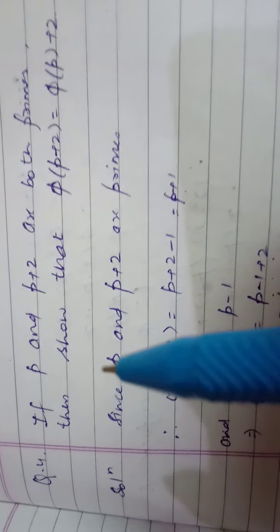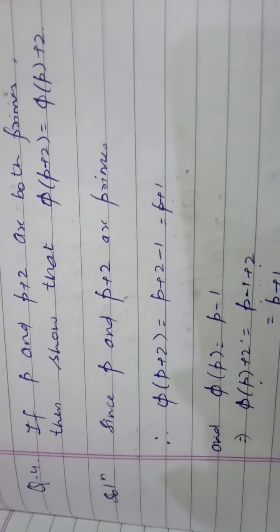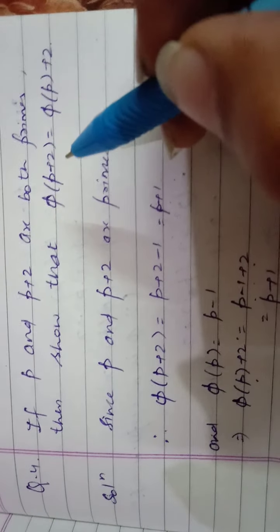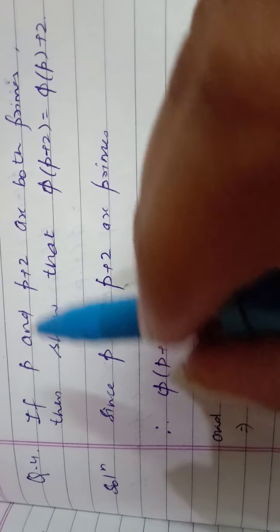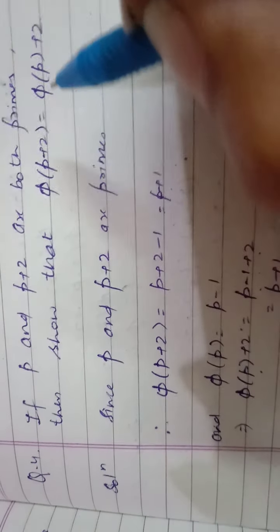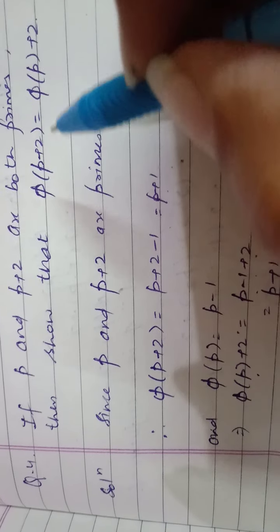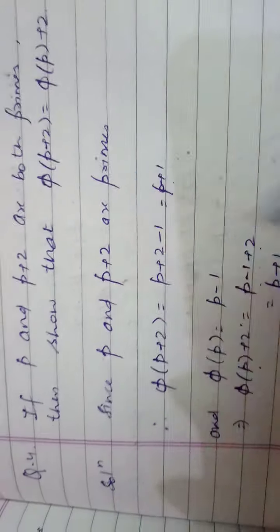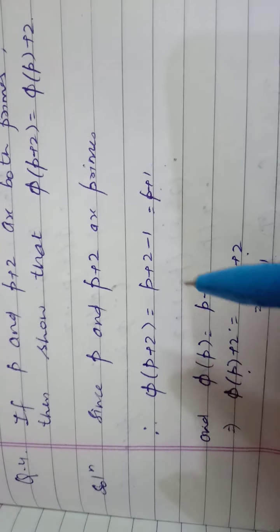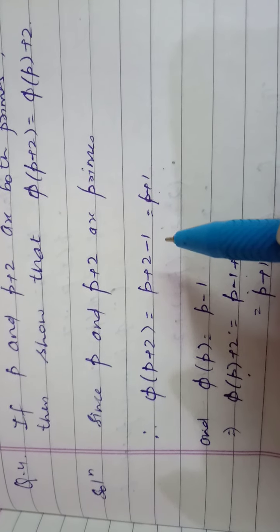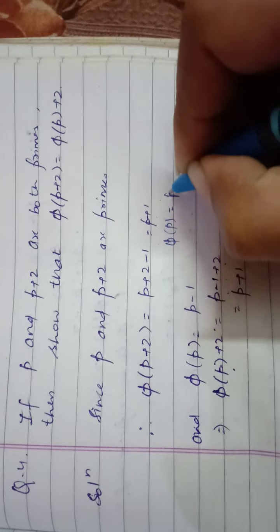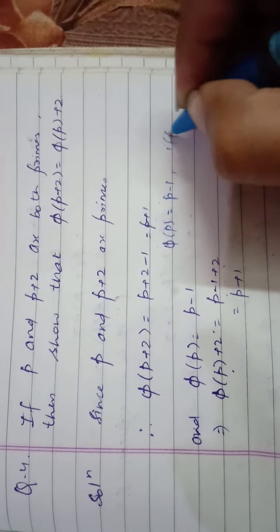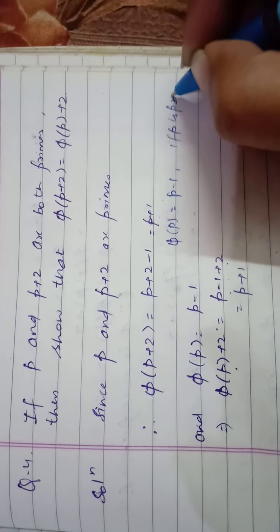Next question. If p and p plus 2 are both primes, then show that phi(p+2) equals phi(p) plus 2. Here it is given that p and p plus 2 are primes. We have to show that phi(p+2) equals phi(p) plus 2. Now p and p plus 2 are prime. Therefore phi(p+2) will be p plus 2 minus 1, because we know phi(p) equals p minus 1 if p is prime.